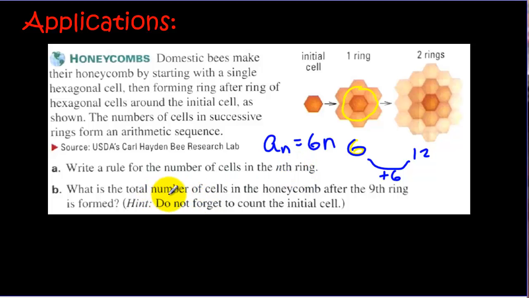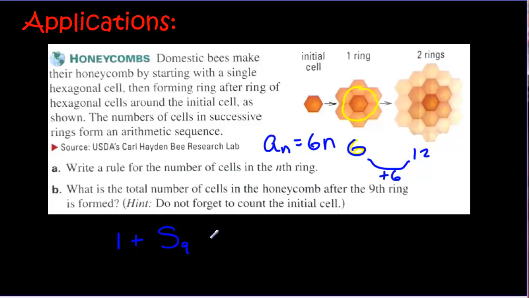Now, if we wanted to know the total number of cells after we get n rings, so not just the outer ring, but the total number of cells, we would be finding the sum of 9. But remember, we didn't count this, so we've got to count that one cell in the middle. If we only did this here, we would be counting all the rings, but we would not be counting that initial cell. So we have to add 1 to that.